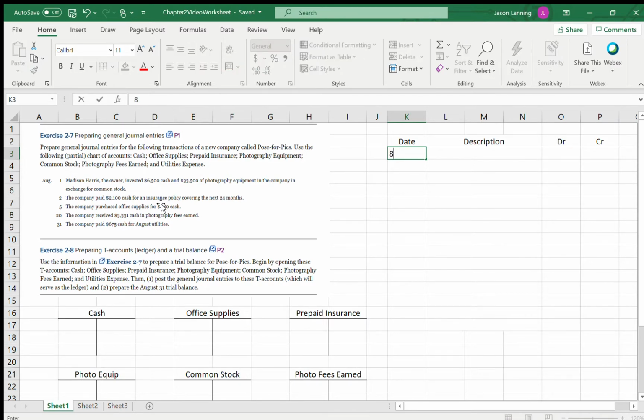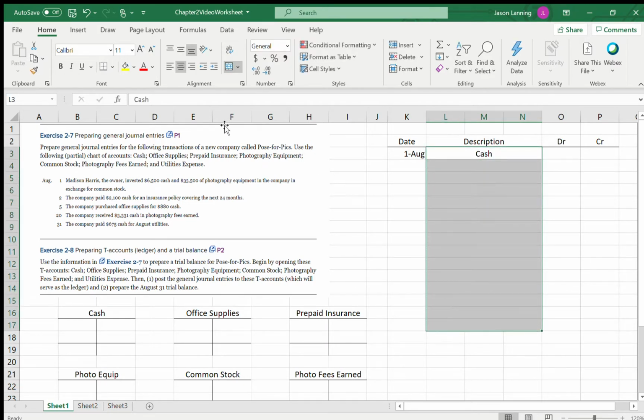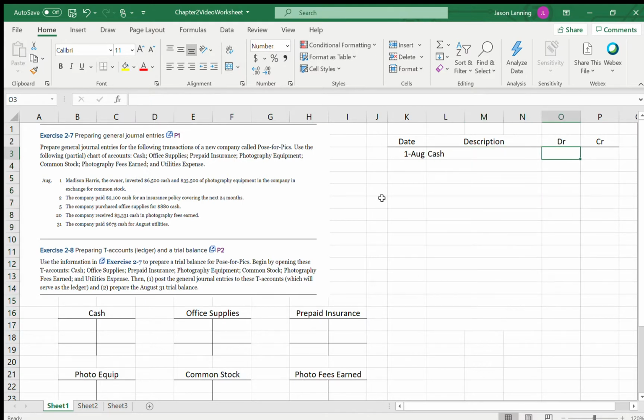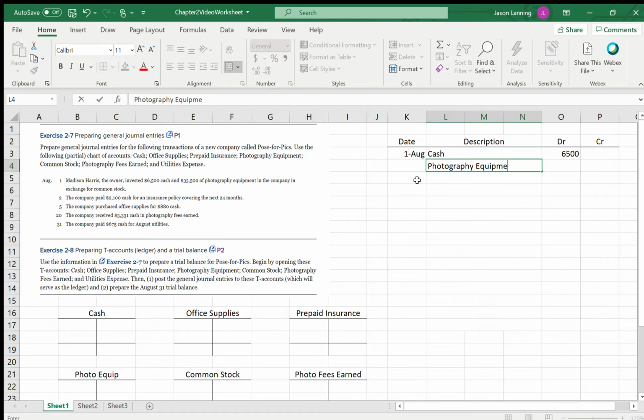We have August 1st. And in this case, Madison Harris, the owner, invested $6,500 cash and $33,500 of photography equipment in the company in exchange for common stock. Again, thinking from the company's perspective, they received cash. We know cash as an asset has a normal balance on the debit. So when we increase cash, we will debit that, and that was $6,500. And the company received $33,500 worth of photography equipment, so we have photography equipment for $33,500.